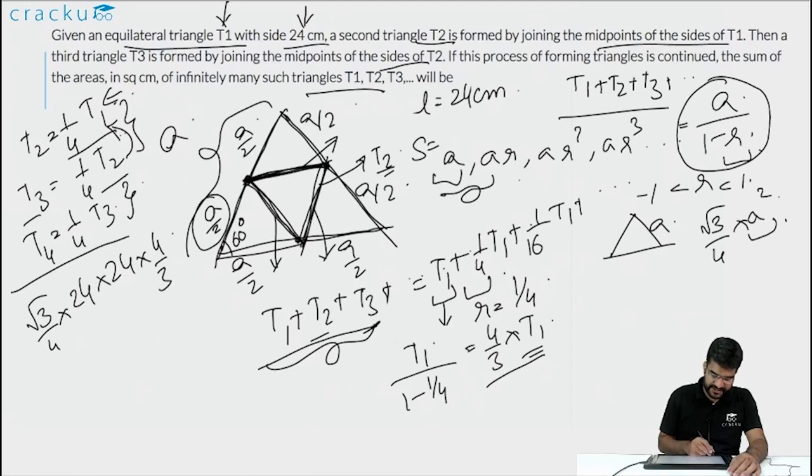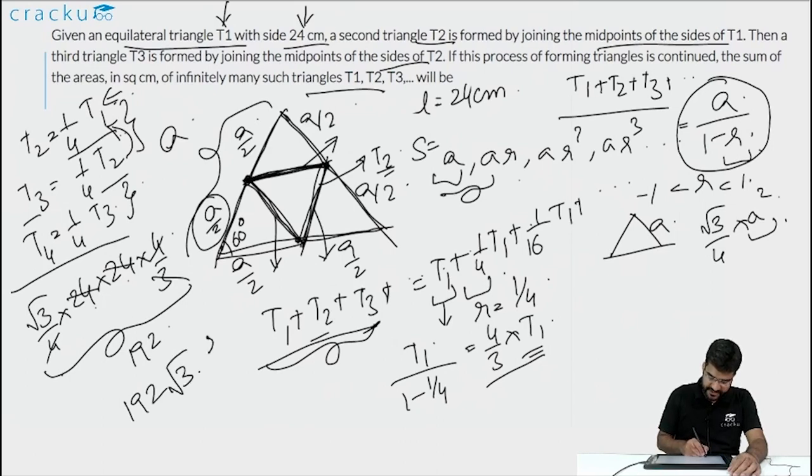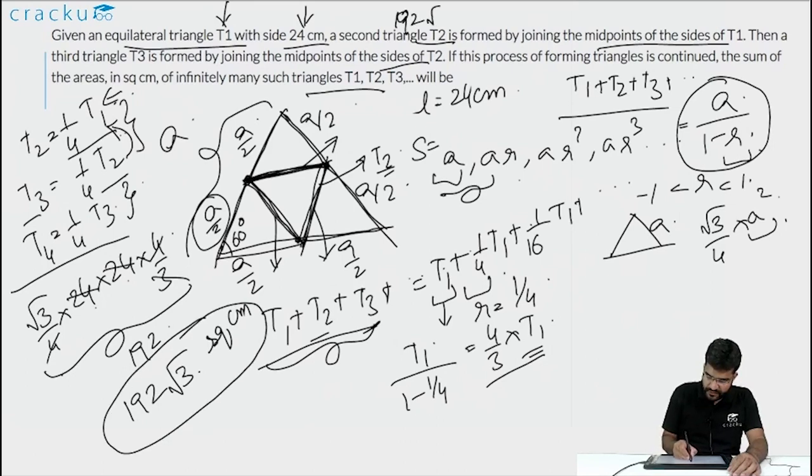So the required answer is a simplification of this calculation, √3/4 into 24 into 24 into 4/3. If you simplify this, 24 into 24 is 576, 576/3 is 192. So the required answer is 192 into square root of 3 square centimeters. So the answer is 192√3.